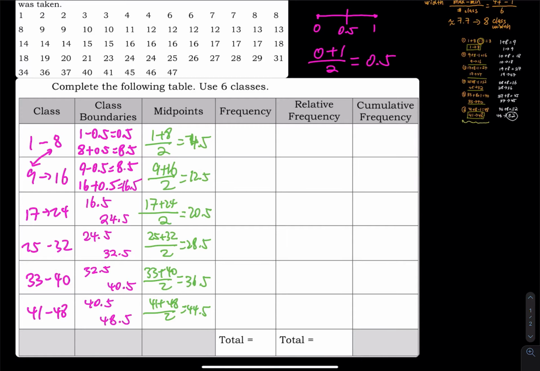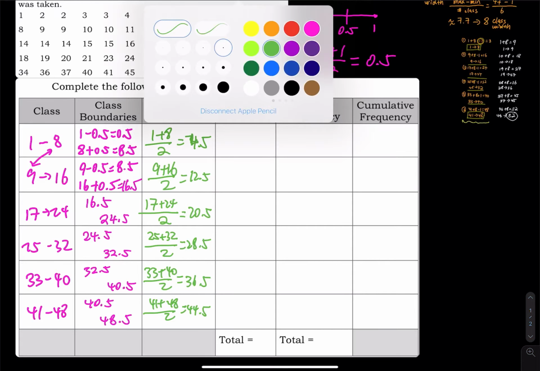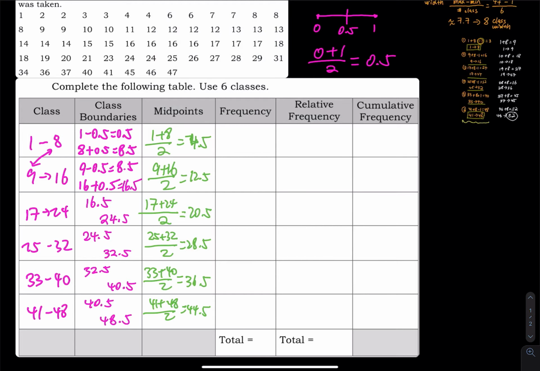And then the next one is frequency. The frequency is asking, look at the data, how many numbers are between 1 and 8, including 1, including 8. So let's use another color to do that. So 1 to 8, so this is 1 all the way to 8, right? And then you count how many numbers are there. Count. I'm going to give you 5 seconds to do it. Count.